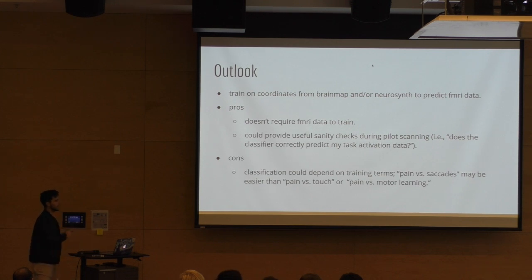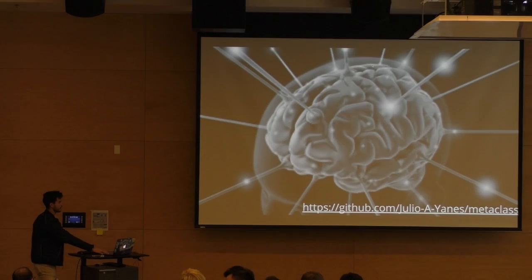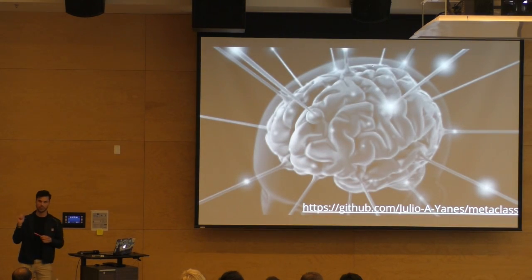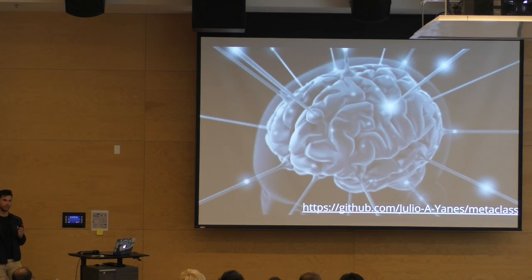One con is that classification could depend on training terms. So here we used pain versus saccades, which we think to be pretty different in terms of their spatial distribution. But if we train the classifier using things like pain versus touch or pain versus motor learning, we might not get such high accuracy. Those 2 maps might be harder to distinguish from each other. And the code, all the notebooks for it, and the data are available on GitHub if you guys want to download or contribute. That's everything.